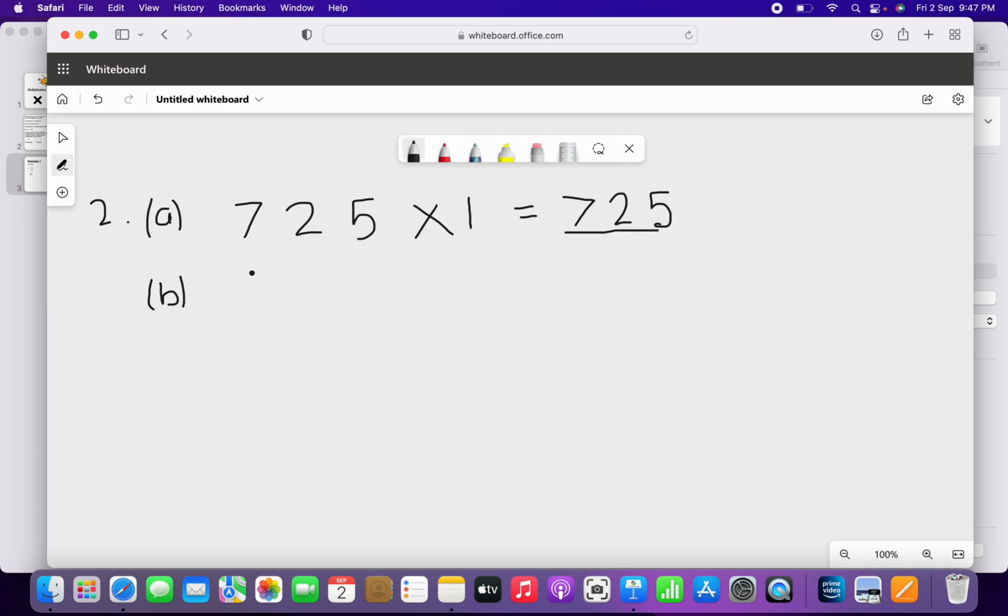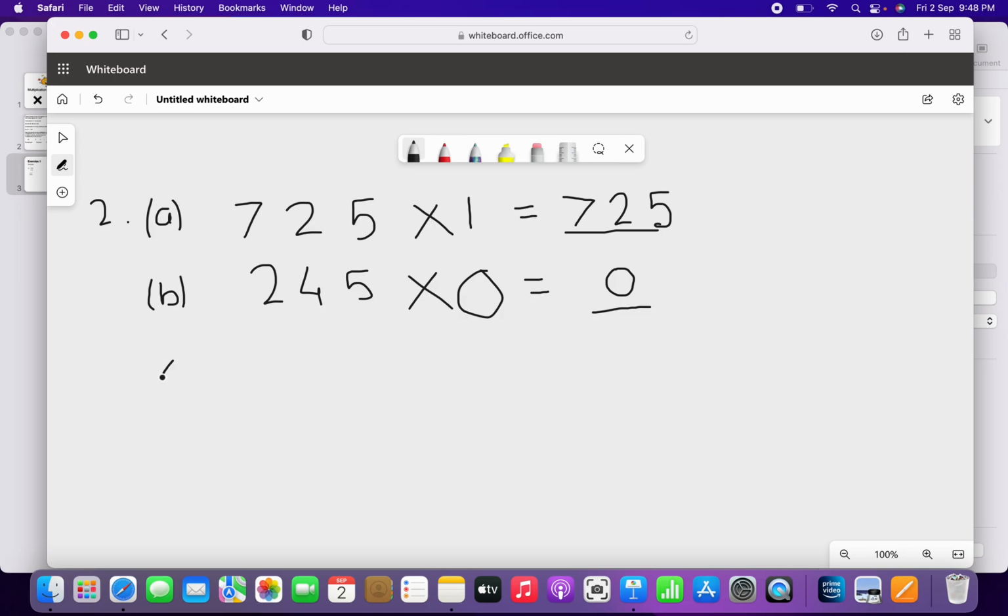Alright. Second one, B. What it says, 245 into 0. So 245 multiplied by 0 is a box they have put. The answer is again a 0. Any number multiplied by 0 is a 0. So any number multiplied by 1 is the number itself. Any number multiplied by 0 is the 0.